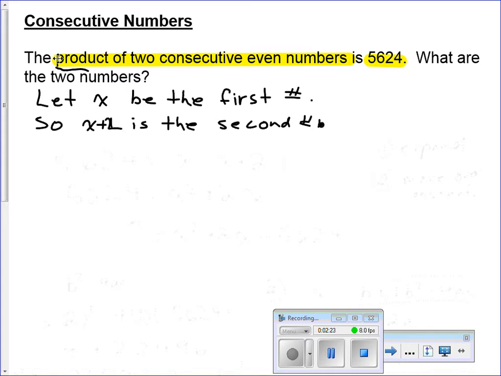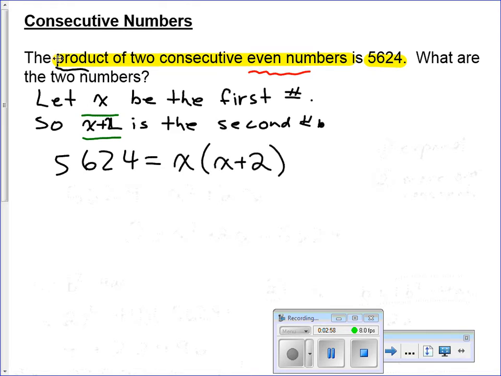So if I had 2, the next number would be 4, right? If I had 4, the next number would be 6. And so it's x plus 2 because of this even number thing that we were talking about here. Now, in order to do this problem, it says the product of those two numbers is 5624. So you're going to say 5624 is the multiplication of these two things, which is represented by x times the quantity x plus 2. Now, you must expand first.